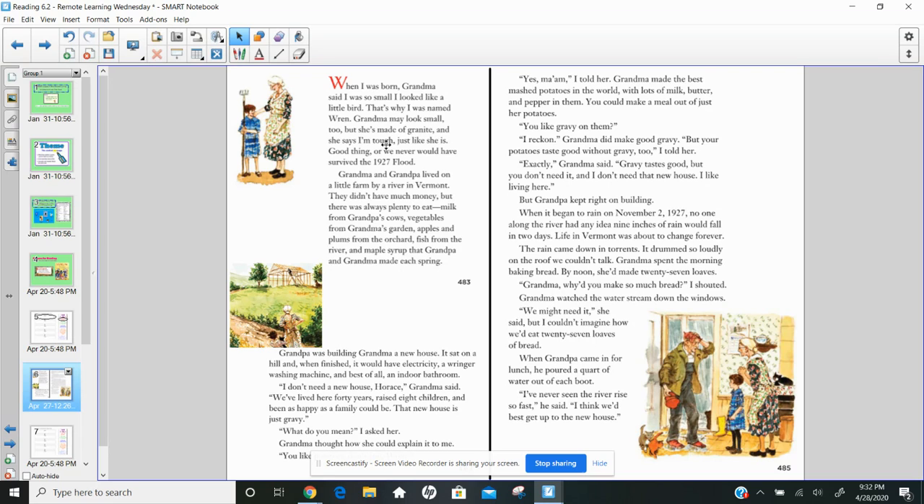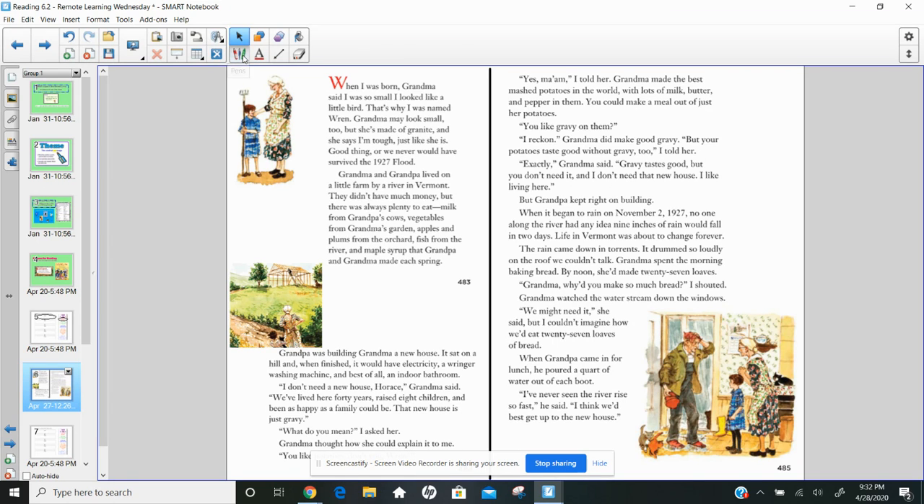Grandma may look small too, but she's made of granite, and she says I'm tough, just like she is. Good thing, or we never would have survived the 1927 flood. Grandma and Grandpa lived on a little farm by a river in Vermont. They didn't have much money, but there was always plenty to eat. Milk from Grandpa's cows, vegetables from Grandma's garden, apples and plums from the orchard, fish from the river, and maple syrup that Grandpa and Grandma made each spring.